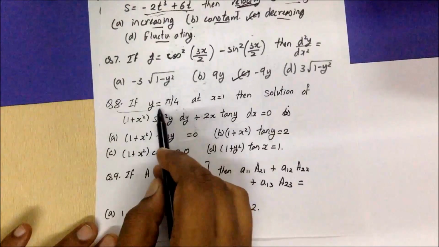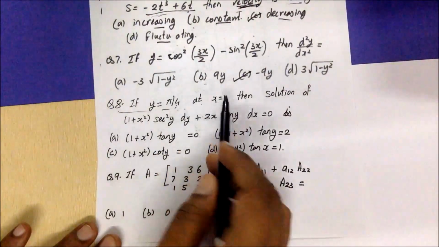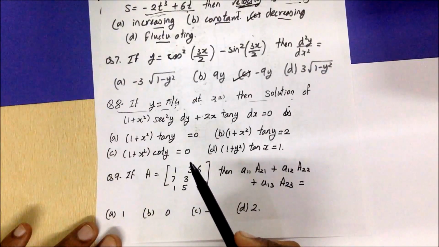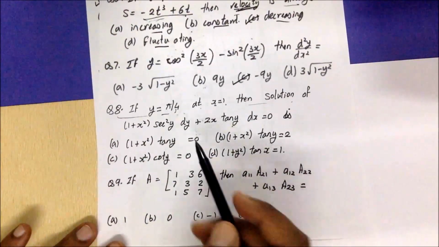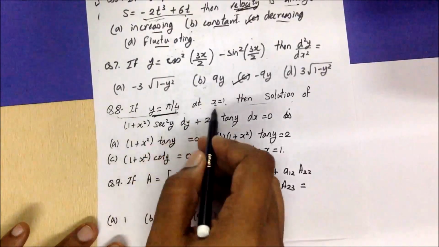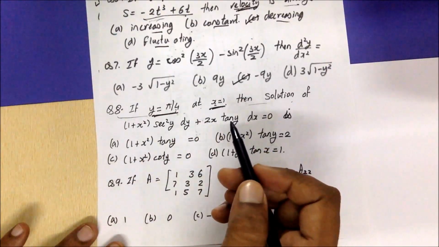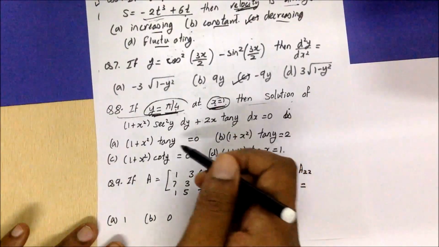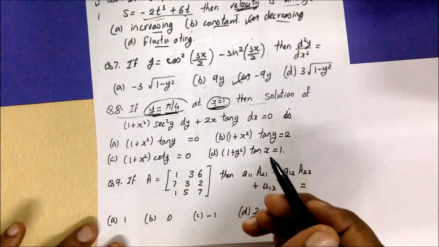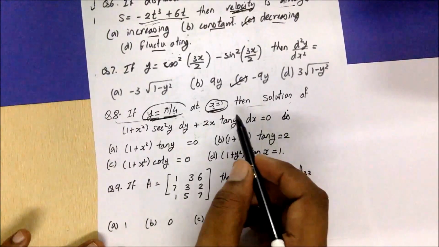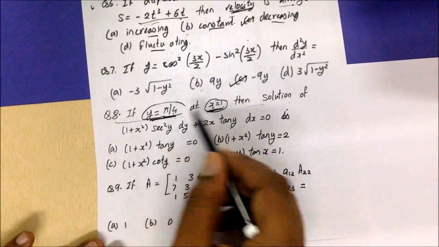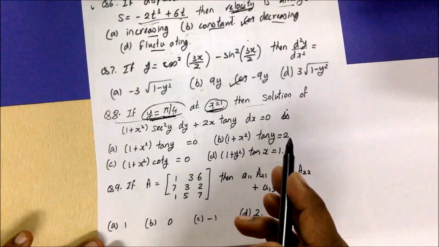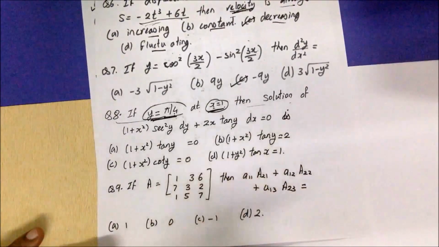Moving to the next one, we have y equals pi by 4 at x equals 1. Then the solution of this particular differential equation is what is asked. Since this is a differential equation and they have given the values, you have to find the particular solution in this case and not a general solution. After solving the differential equation, you have to substitute the values which are given to you and find the constant c in that differential equation. So let us go for it.